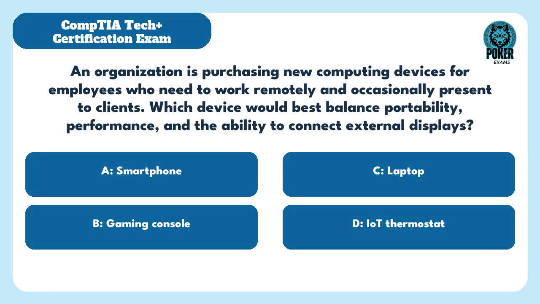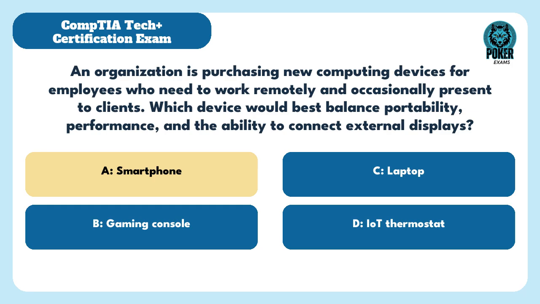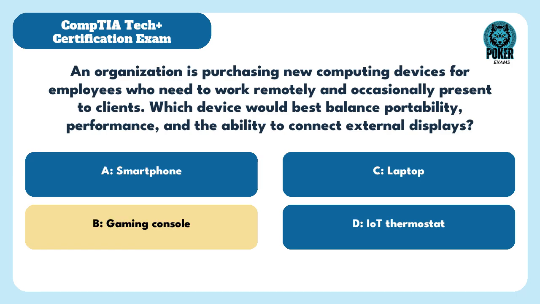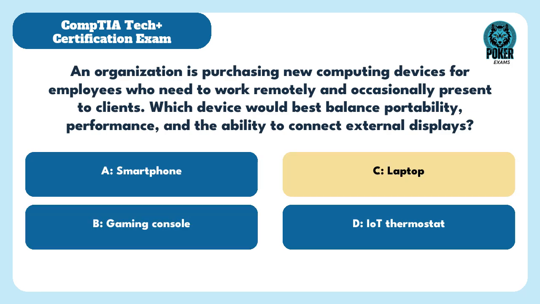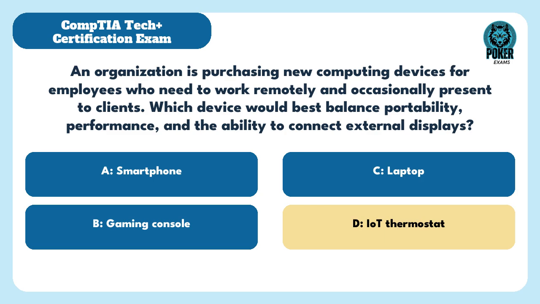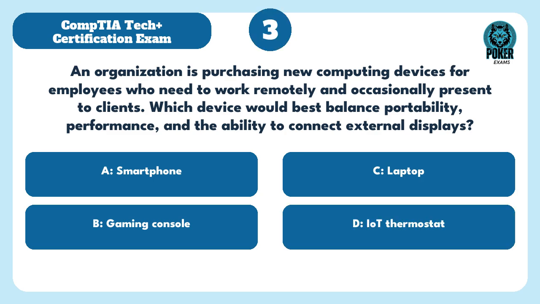Question 5. An organization is purchasing new computing devices for employees who need to work remotely and occasionally present to clients. Which device would best balance portability, performance, and the ability to connect external displays? Option A, smartphone. Option B, gaming console. Option C, laptop. Option D, IoT thermostat. The correct answer is C.